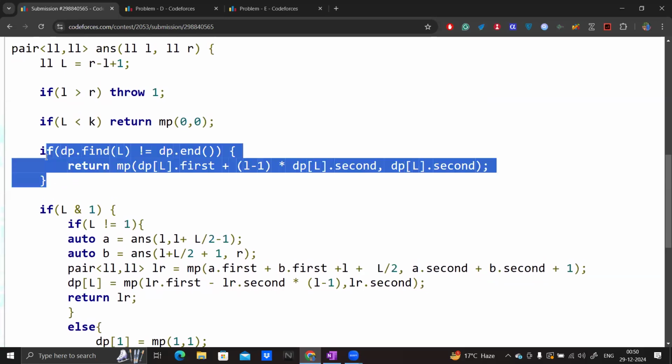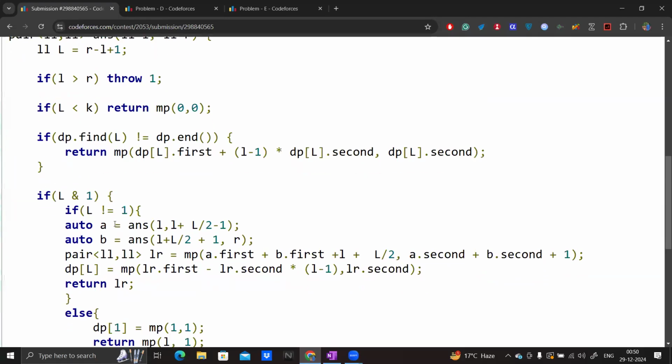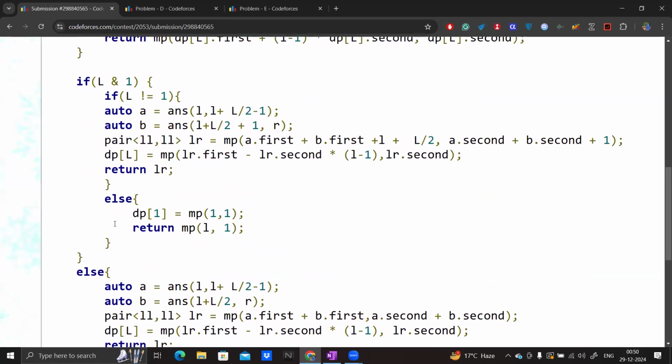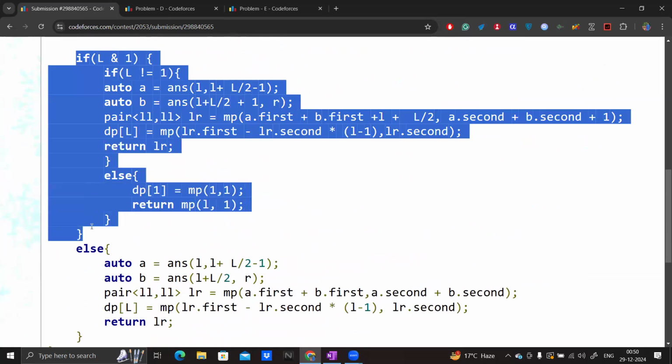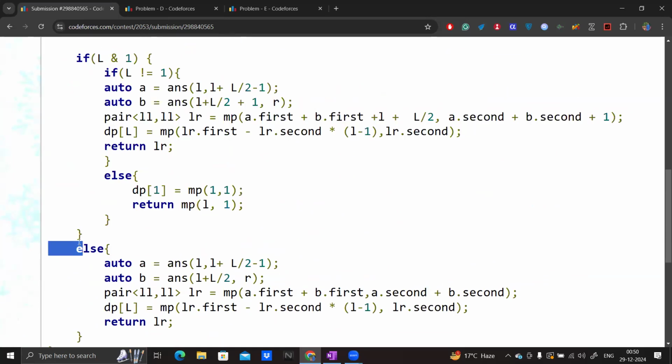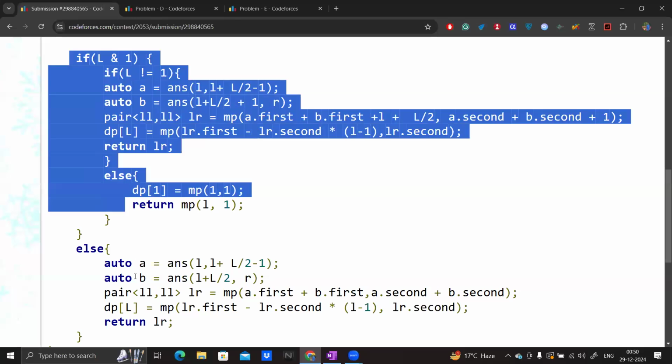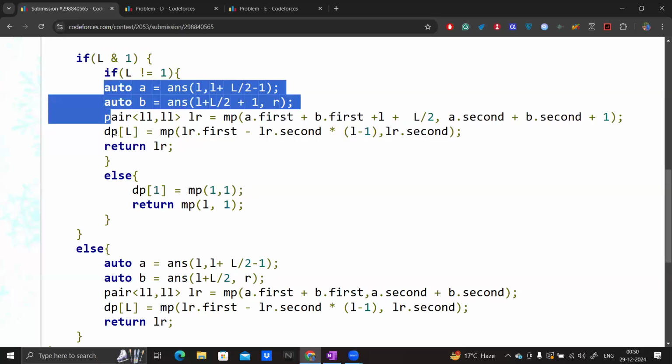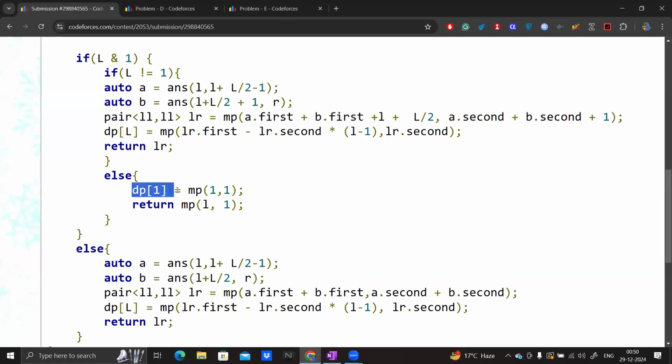And if we don't have this answer, then we go here. So I just call these two. If L is odd, and L is not equal to 1, like if L is equal to 1, then I'll just store the answer for 1 and return the answer for L. If the length is 1, then basically the input is L comma L. So my answer would be L and the element count would be 1. And I just store the dp of length 1 as well, which is 1 comma 1.